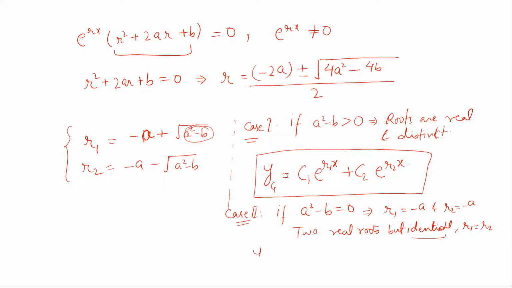So therefore, if this is the case, then my general solution would be equals to c1 e to the power r1x plus c2 into x times e to the power r1x, because r1 and r2 are same, so we can consider r1 or r2, but this should be multiplied with the independent parameter x. Here we have seen that it was only a constant times this, but if the roots are identical, then c1 e to the power r1x plus c2 times x into e to the power r1x. This is the difference.